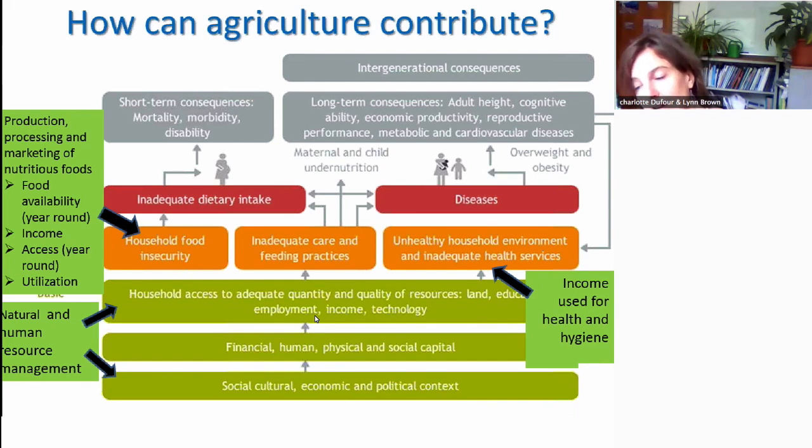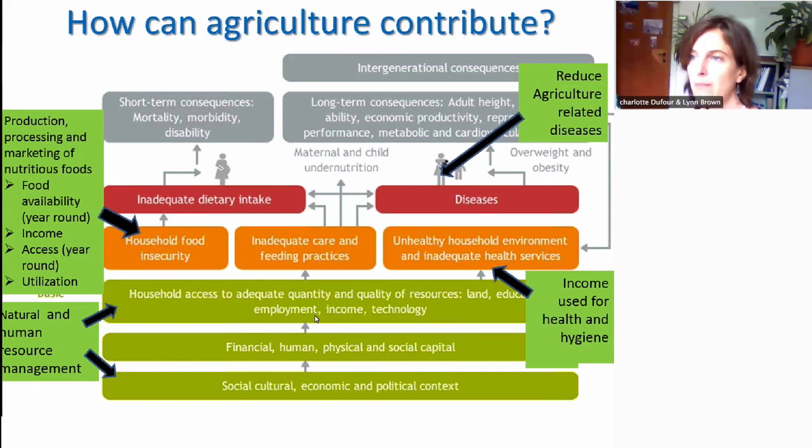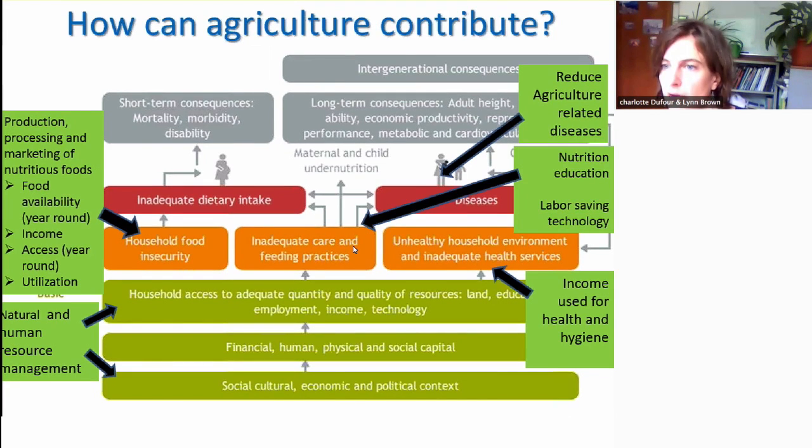We have a big impact through health. In particular, for example, through income that can then be used for purchasing soap or medicine or taking one's family to clinics, and directly addressing food-related diseases and agriculture-related diseases, food safety, for example, and also providing education-related technology.